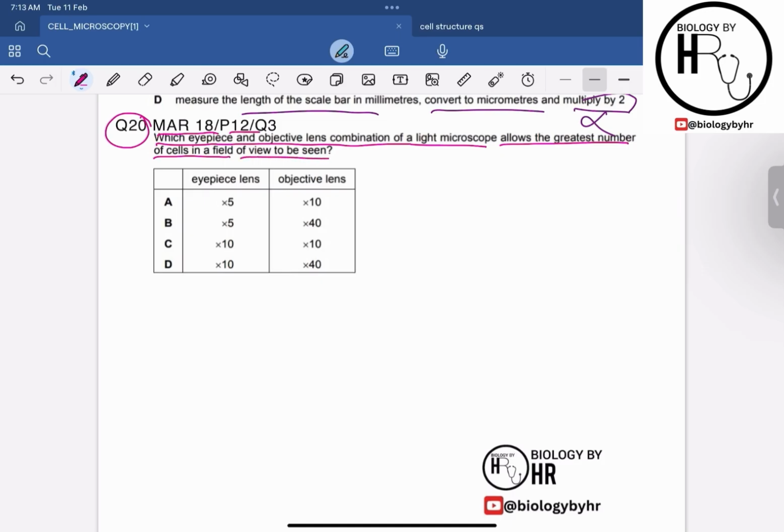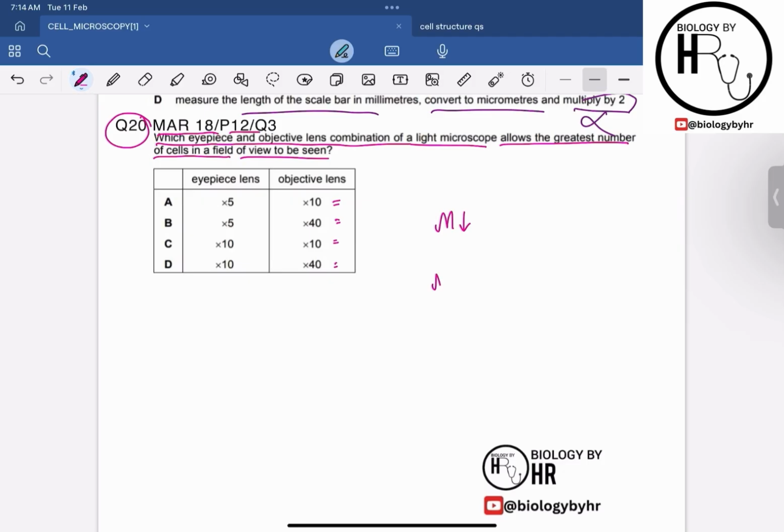If there is, for example, an object, and if it is enlarged with the light microscope, we are going to see fewer cells in a field of view, right? And if the magnification is less, we are going to see more cells in a field of view, right? So basically we have to look for the answer where the magnification is the least. In the least magnification you will see the greatest number of cells. Obviously if an image is enlarged, you are going to see fewer cells, right?